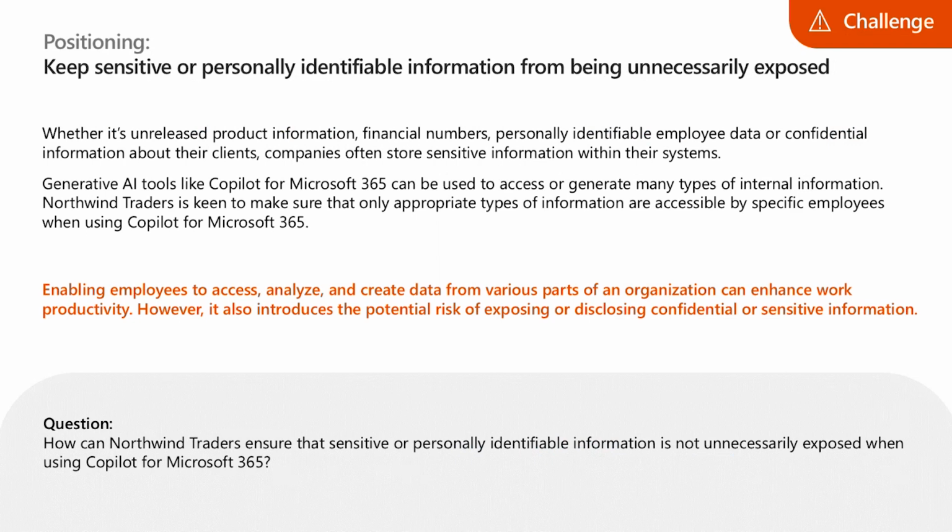In this second scenario, allowing employees to access, analyze, and work with data from different parts of an organization can make them more productive, but it also brings the risk of accidentally sharing or revealing confidential or sensitive information. The question is, how can companies ensure that sensitive or personally identifiable information is not exposed when using Copilot for Microsoft 365? And once again, I'll give you a couple of seconds.